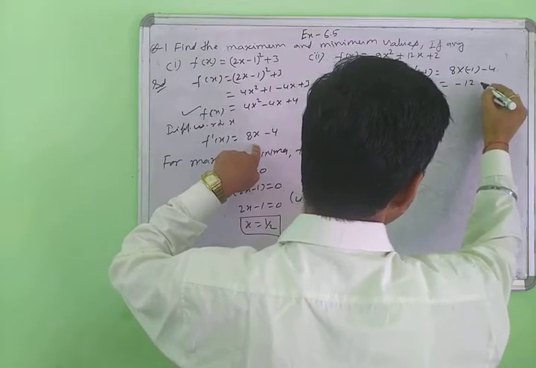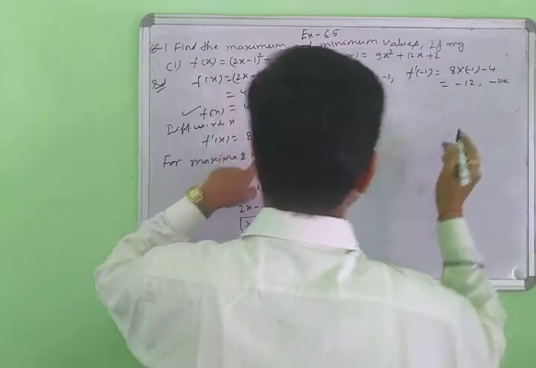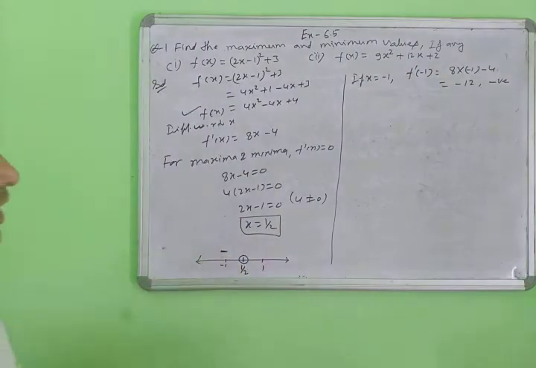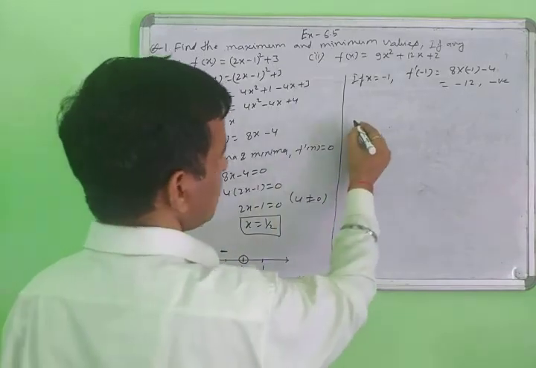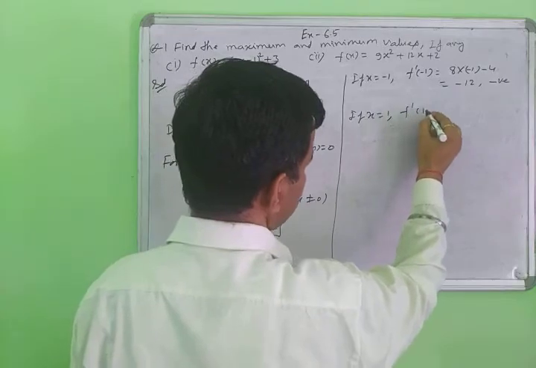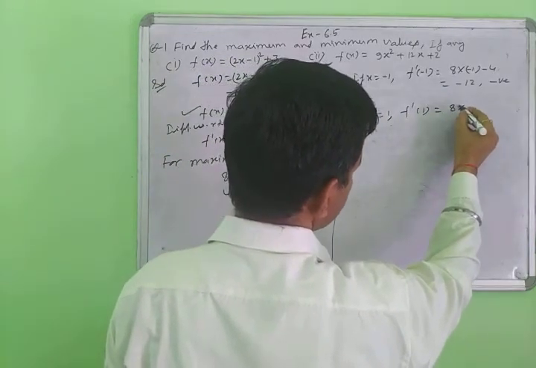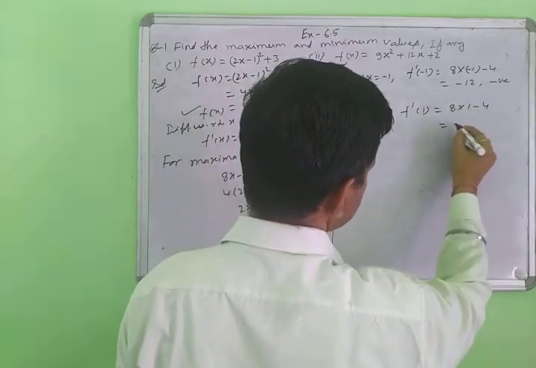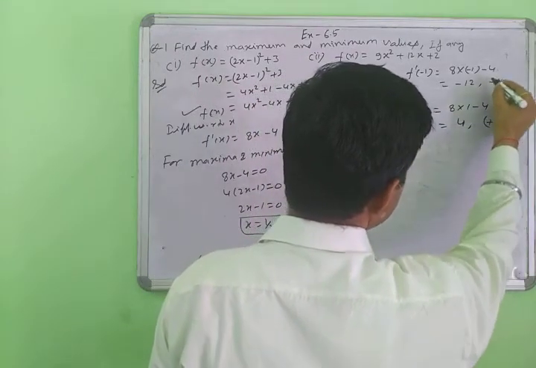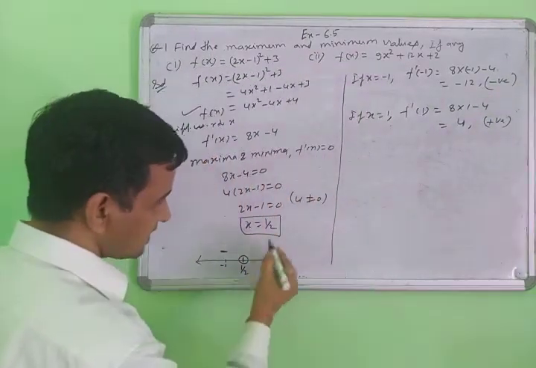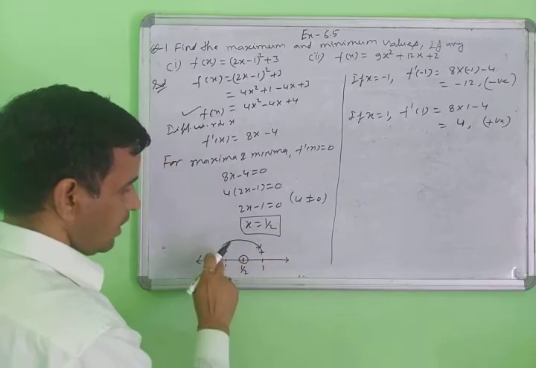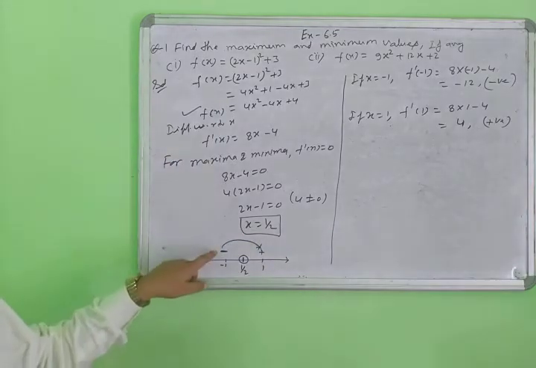It means it is a negative sign. Left side sign is negative. And then check the right hand side sign. If x equals plus 1, then f dash x equals 8 into 1 minus 4. The answer comes 4. It means this is a positive sign. This is negative, this is positive. Right hand side sign is positive. It means the sign has converted from negative to positive.